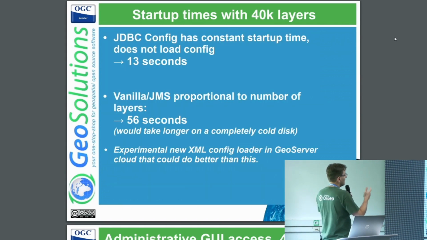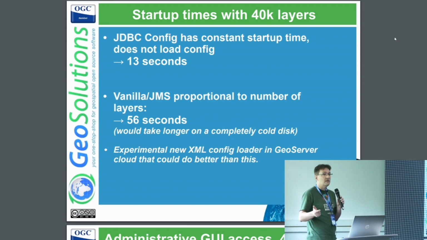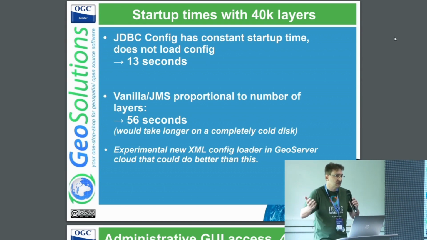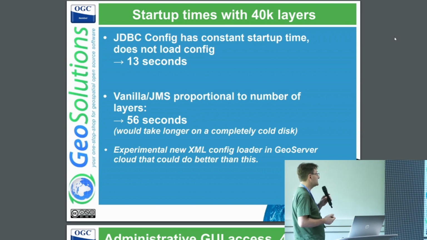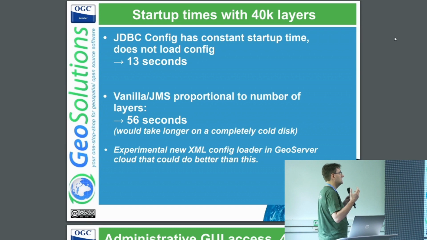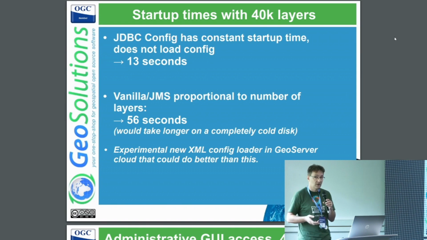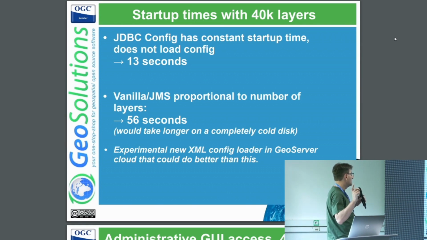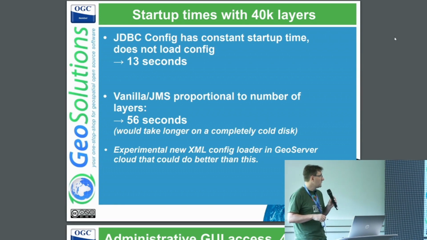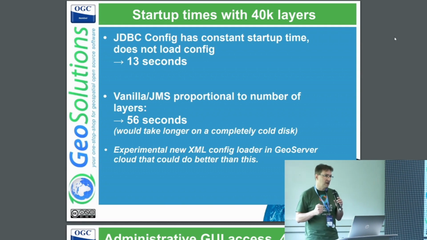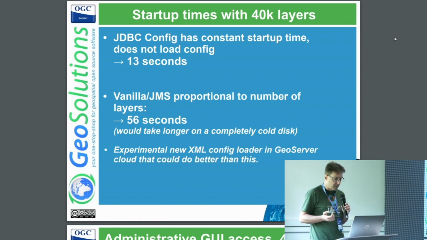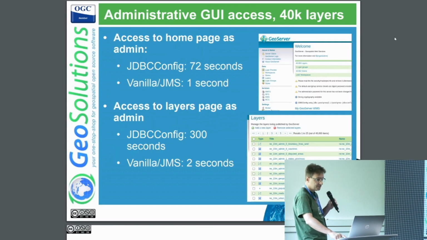Startup times with the 40K layers: JDBC config does not load anything, so it's just 13 seconds. It's basically just starting up GeoServer and all of its internal facilities. With vanilla JMS, the startup time is proportional to the number of layers. In my case, it was 56 seconds with data stored on a very fast SSD. I know that in GeoServer Cloud, this cloud downstream project, there is a new config loader that could do better than that. It's parallelized in a better way, but it hasn't been donated back to the main project yet. We look forward to that.